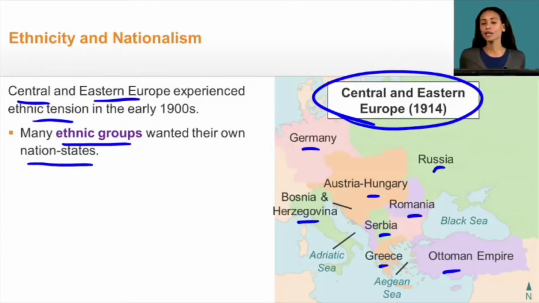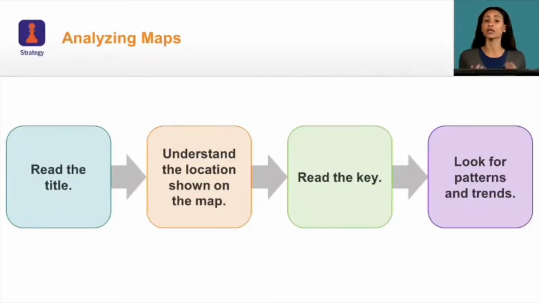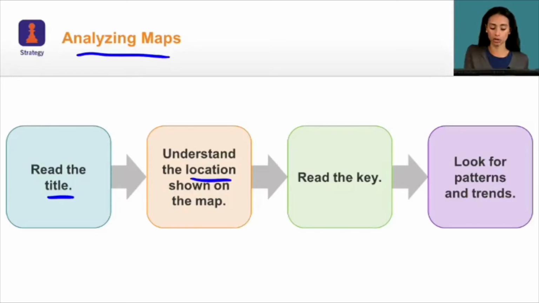So we're going to take a look at a couple of maps and look more closely at how this is developing. But first, let's take a look at an important social studies strategy, analyzing maps. Now, when you analyze a map, you want to first look at the title. From there, you want to understand the location that you're looking at. So it's really going to kind of give you that context. It's going to drive you in.